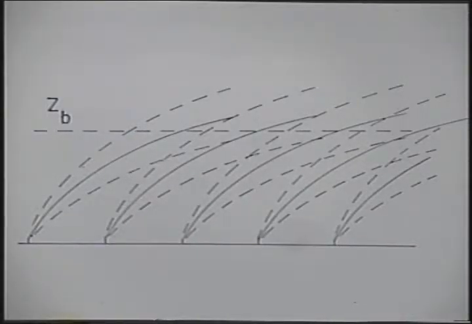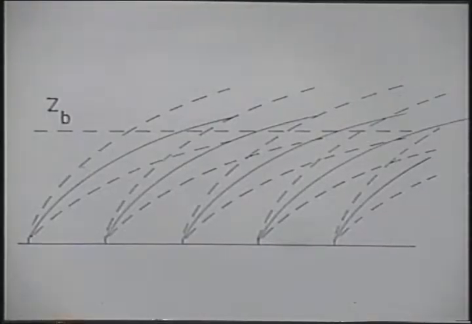Now, if these changes are close enough to each other, the effects of these disturbances tend to blend higher up, and they become indistinguishable from each other. The height above which these effects become indistinguishable is the so-called blending height, and I call it ZB here.